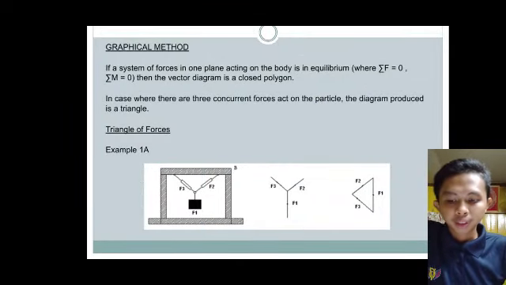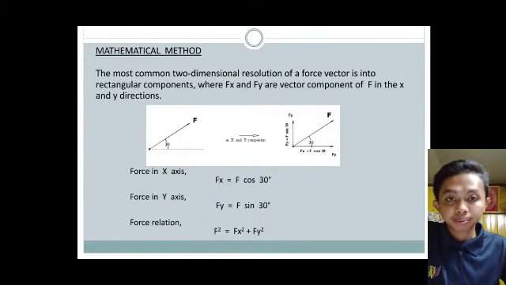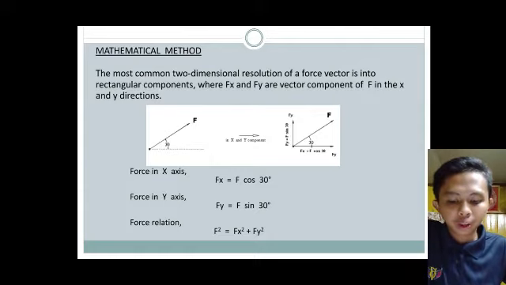Graphical method. If a system of forces in one plane acting on a body is in equilibrium, then the vector diagram is a closed polygon. In the case where there are three concurrent forces, the diagram forms a triangle. Mathematical method. The most common two-dimensional resolution of a force vector is into rectangular components. Fx and Fy are the vector components of F in the x and y directions.